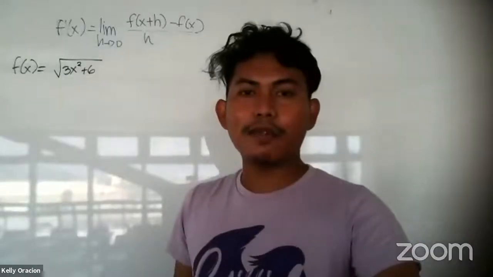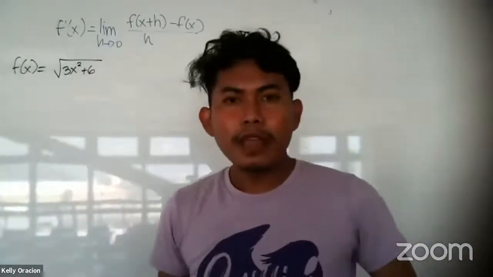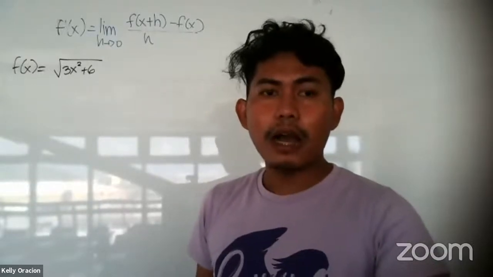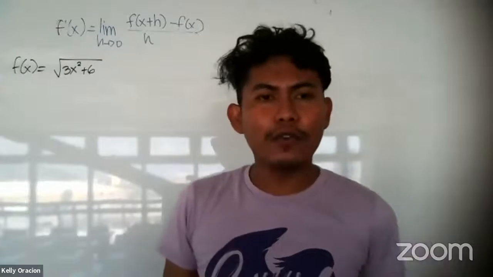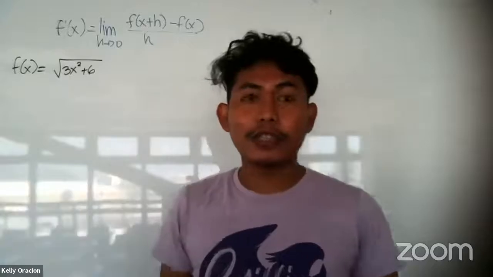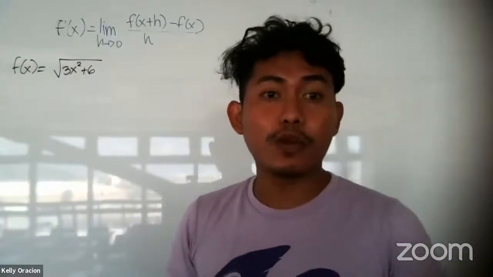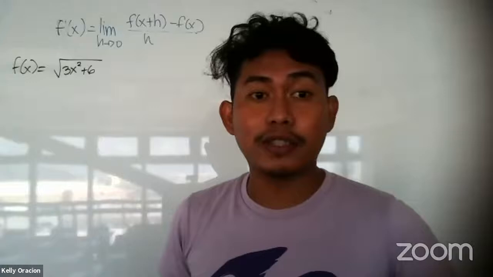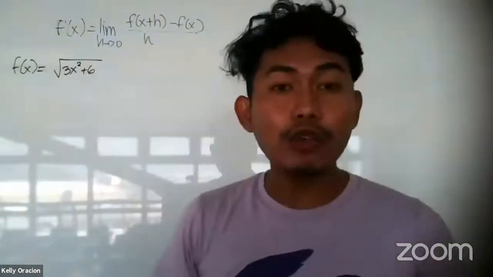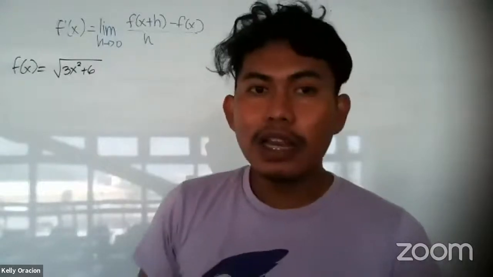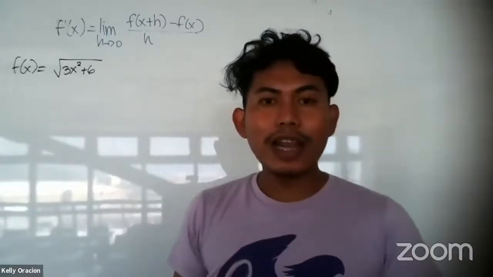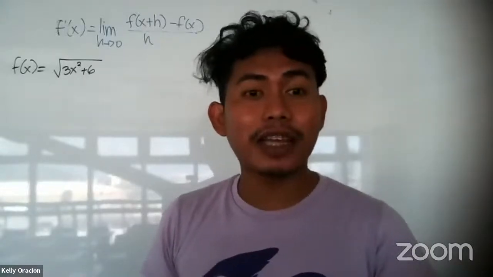Okay, let's start. Let's find the derivative of this one. And I think I gave you the answer already. The answer will be 3x over square root of 3x squared plus 6. So if ever na-solve na niyo ito, the answer will be 3x over square root of 3x squared plus 6. And to verify if tama yung sinabi ko, let's solve this one using the limit definition of derivative. So let's start with the first at saka second step.